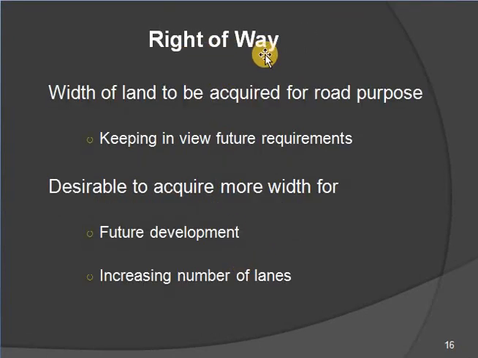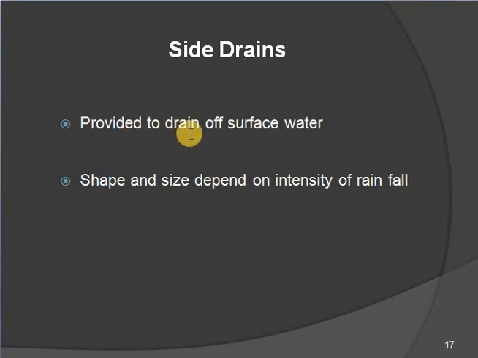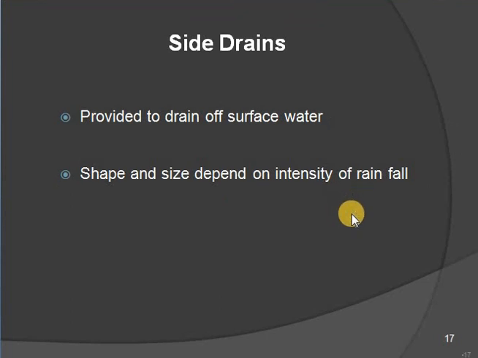And the next one is right of way. This is one of the important topics in this chapter. It is the width of land to be acquired for road purposes, keeping in view future requirements. It is desirable to acquire more width for future development and increasing the number of lanes. Nowadays we can see roads are being built very wide, and they are extended for future traffic. So keeping future requirements, future development and an increasing number of lanes in mind, the right of way will be considered. Side drains are provided to drain off surface water, and their shape and size depend upon the intensity of rainfall.